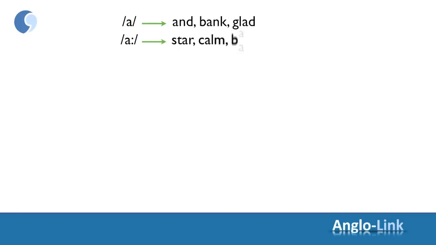Right then, let's begin with our first pair, which is the short A, as in and, bank, glad, and the long R, as in star, calm, bath. Okay, let's look at our minimal pairs now and hear the difference between A and R.